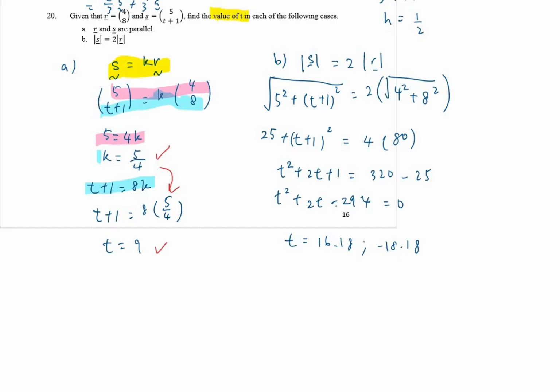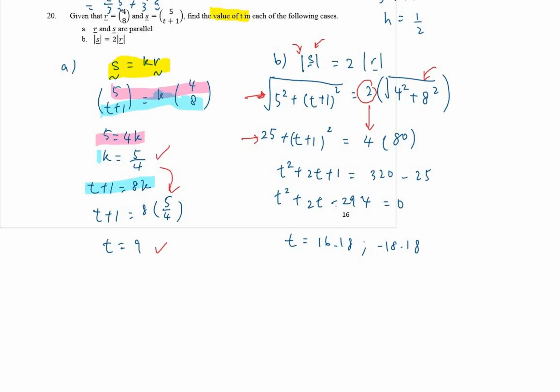For the second one, do you still remember what this symbol means? This one means magnitude. So for the magnitude, you are finding the square root of i squared plus t squared. They tell you S equals 2R, so find the magnitude on both sides. If you want to cancel off the square root, you need to square every term. So you cancel off the square root here, but you need to square the 2 to become 4, and then you have no more square root.